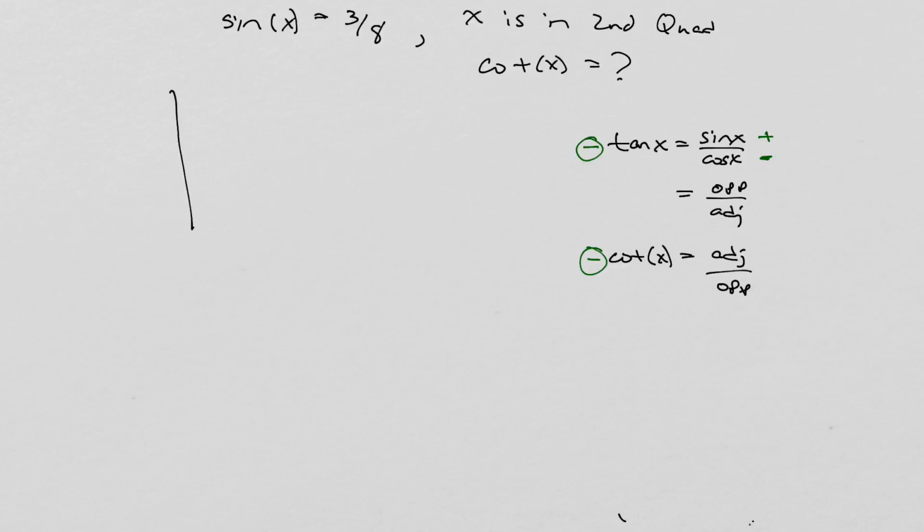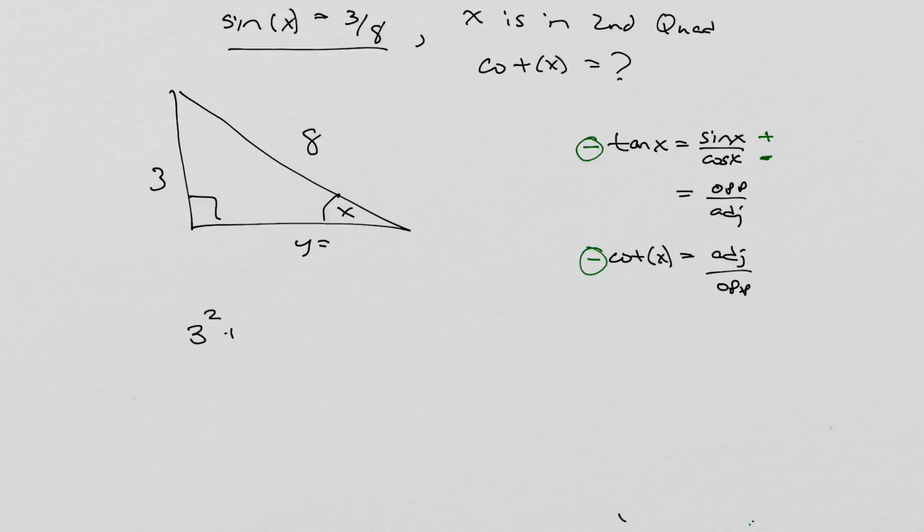Right? So let's build our triangle. Right? So there's my right angle, there's my angle x, and sine of x is 3 over 8. That means the opposite side over the hypotenuse gives me my 3 and my 8 right there. So let's figure out what that value is for y. Okay? So we can use the Pythagorean theorem. 3 squared plus y squared is 8 squared. So 9 plus y squared gives me a 64. Subtract 9 from both sides gives me a 55. And then we'll take the square root to get y being the square root of 55. Okay. All right, so that's my triangle.